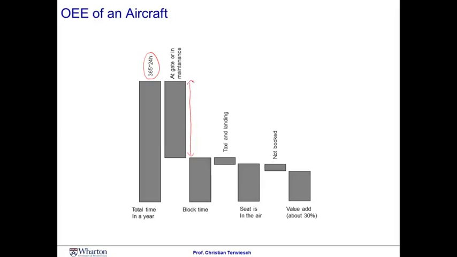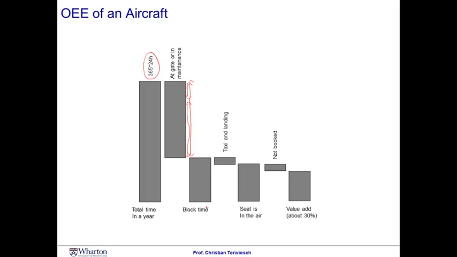because the plane is either at the gate or it is in maintenance. This is not too surprising. Most of this effect is driven by the fact that nobody wants to fly from Philadelphia to Chicago at 2 in the morning, and it's just not profitable for the airlines to fly at crazy hours. The other chunk here is maintenance that is required for the planes.